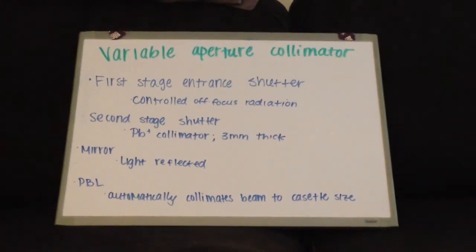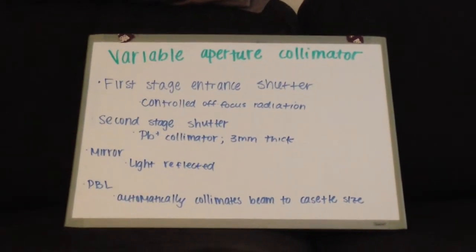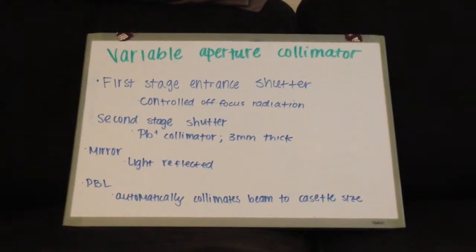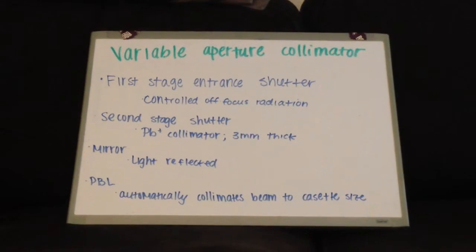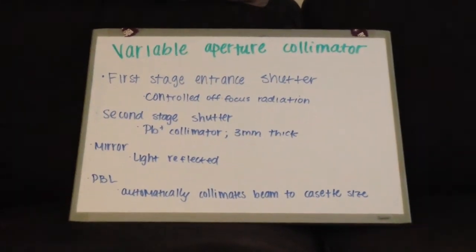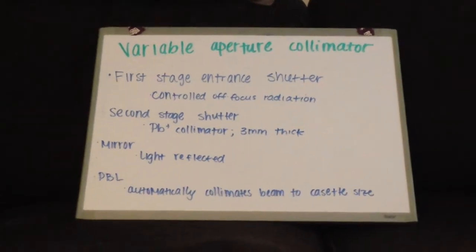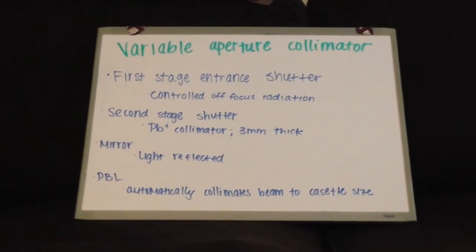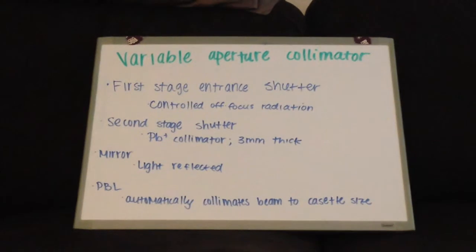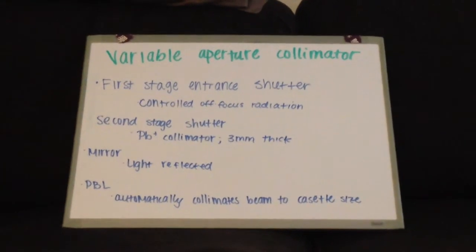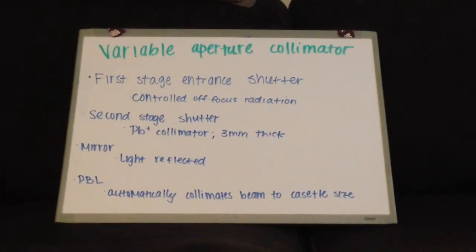The second component is the second stage shutters, which is where, like the other 2 beam restricting devices, this collimator is also made out of lead and are at least 3 millimeters thick. The improvement seen when using a collimator is that it allows for variable X-ray field size because of the second stage shutter. The other components of the variable aperture collimator include a bulb, mirror, and positive beam limitation.